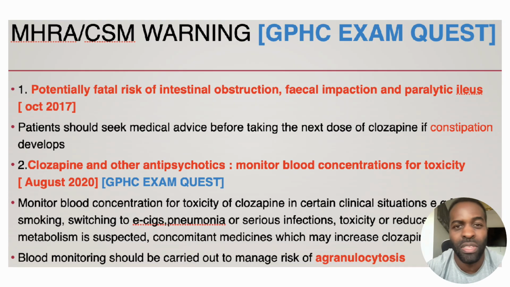just like you do with narrow therapeutic drugs. Why? Because you have to monitor the blood concentration for toxicity with clozapine, especially in certain clinical situations. So you need to know which clinical situations these are. We're looking at stopping smoking, switching to e-cigarettes, pneumonia, or serious infections. Patients that have any of these need to be monitored. You need to monitor clozapine because there's an increased risk of toxicity.